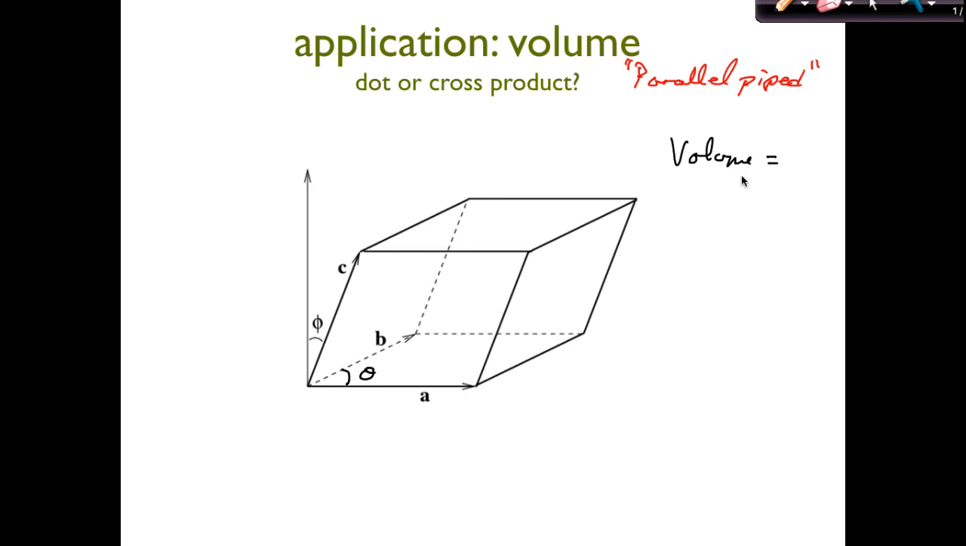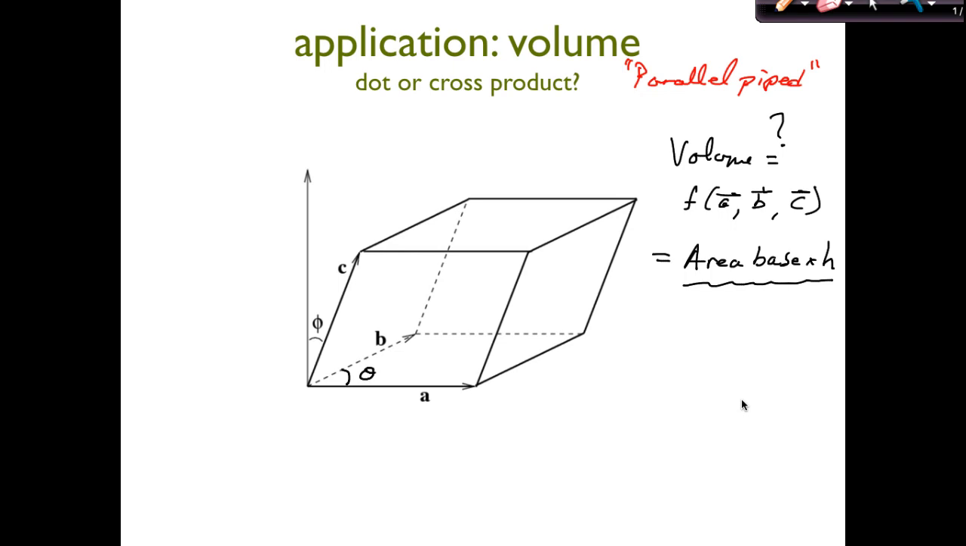So volume as a function of A, B, and C. What formula using vectors A, B, and C will find the volume of this thing? I'll give you one hint. The volume is area of the base times height. Area of the base, because it's a rectangular prism, times height. So how can you get the area of the base times the height using vectors A, B, and C? This is a fun little puzzle.